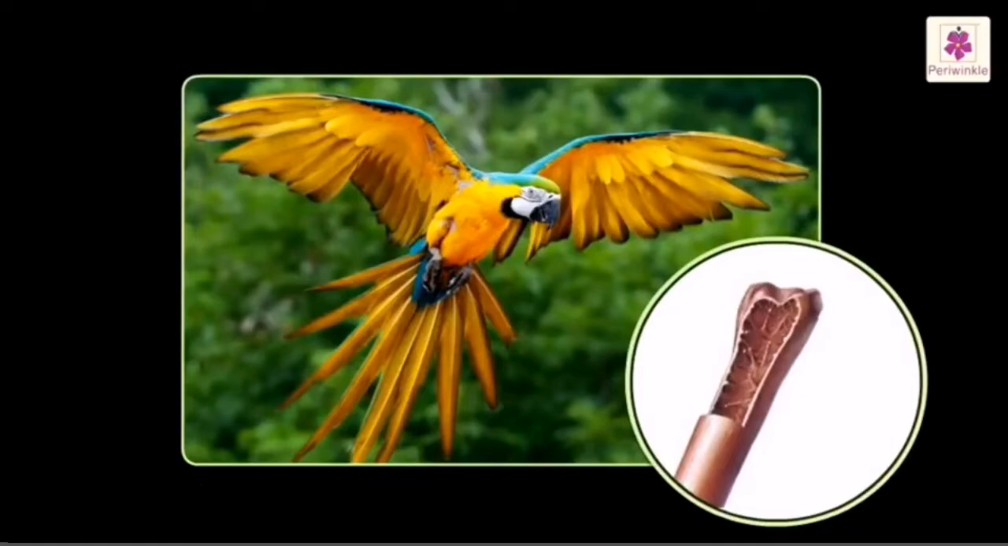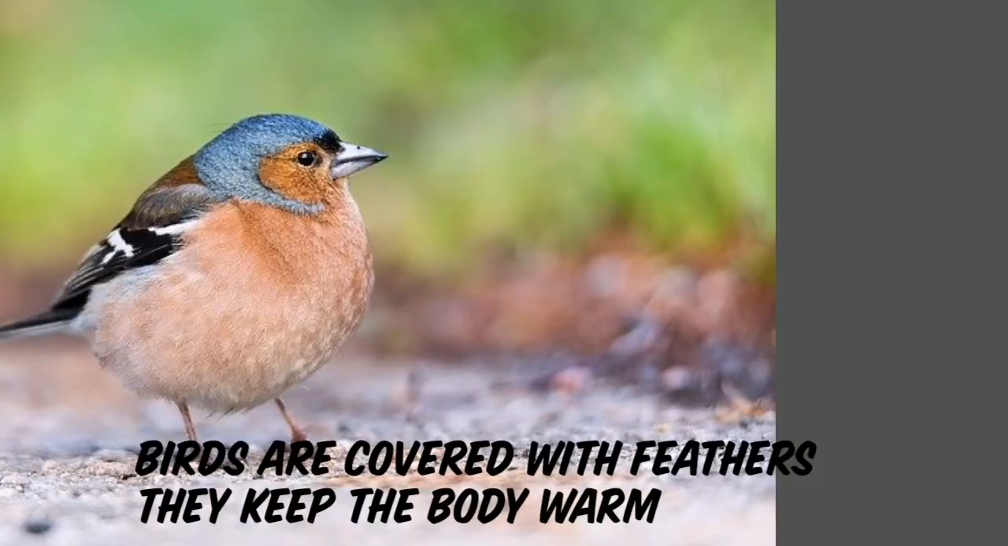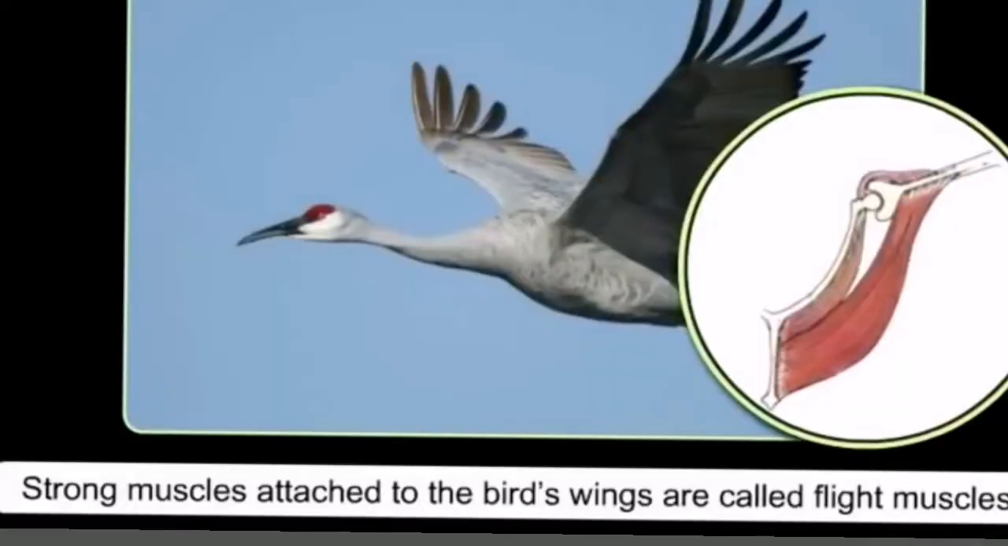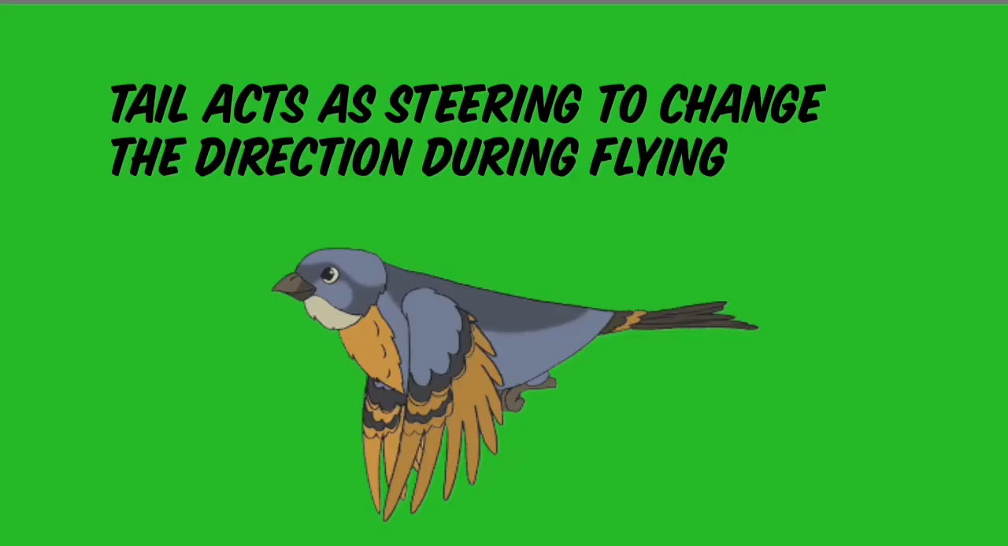And the next feature, it is covered with feathers. It also makes the body very light and also helps them keep the body warm. And presence of flight muscles. These are strong flight muscles that help them to move the wings. And the tail acts as a steering to change the direction during the flight.